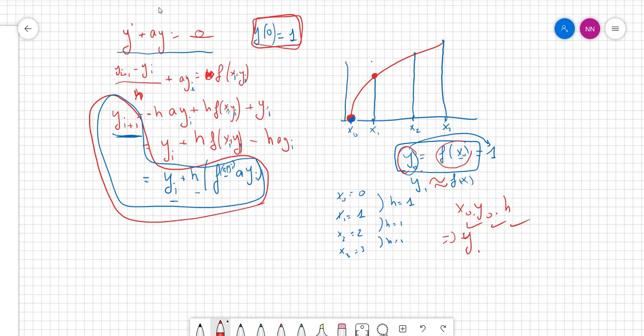The screen has moved, so it will be somewhere in here. I will put it maybe in blue, so we say that it's an approximation. Having y1, we add x1, which we already know, and h, which we already know. With these three values, we will calculate y2. So y2 will be somewhere in here.